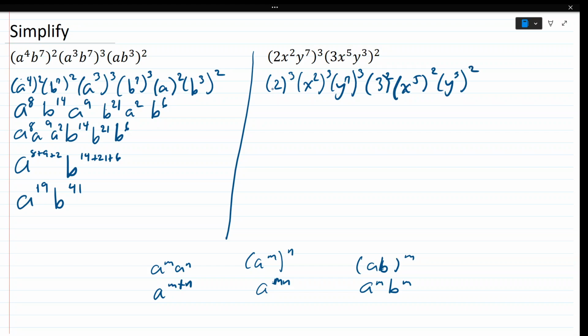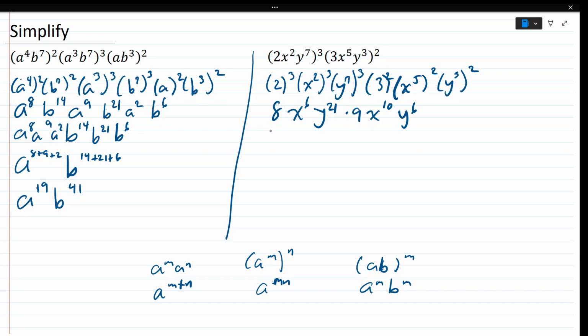And then using that power rule, well, first 2 cubed, that's 8. Then x squared cubed, that'll be x to the 2 times 3, so that'll be x to the 6. Y to the 7th cubed, that'll be y to the 7 times 3, so y to the 21st. And then 3 squared, that'll be 9. X to the 5th squared, that'll be x to the 5 times 2, which would be x to the 10th. Y cubed squared, that'll be y to the 3 times 2, so y to the 6.